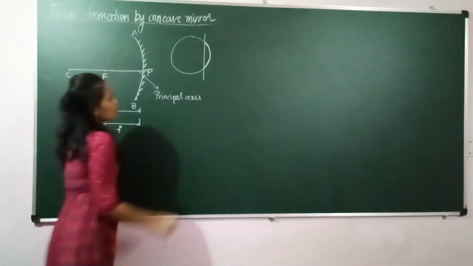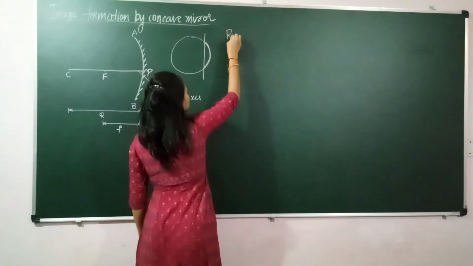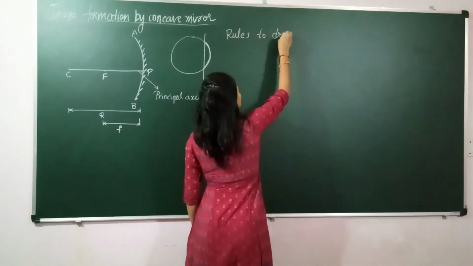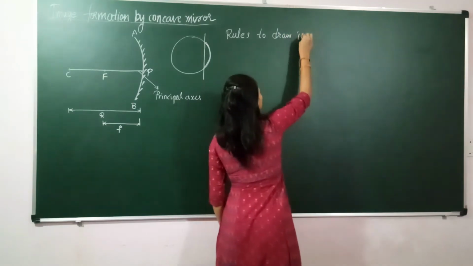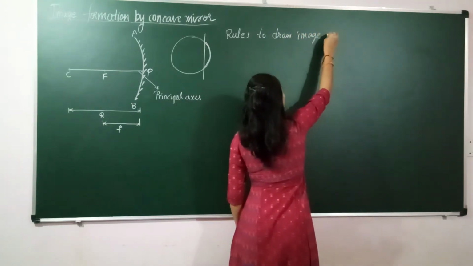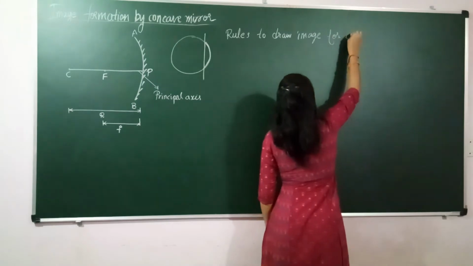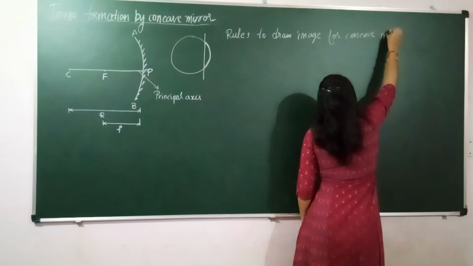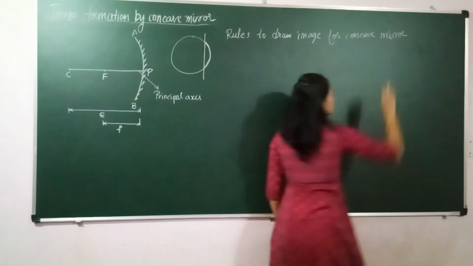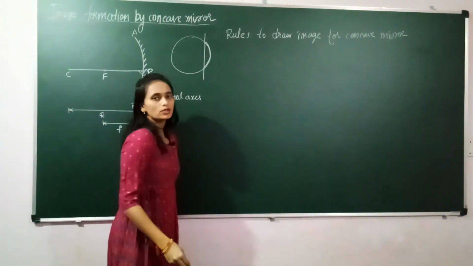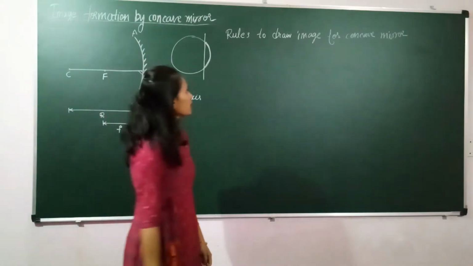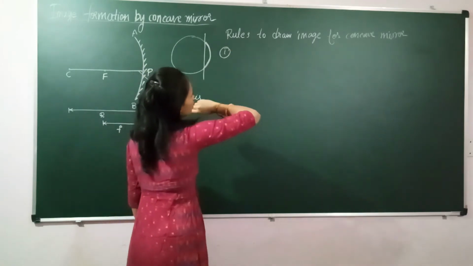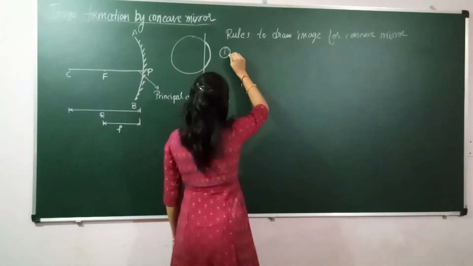Next we will go for the rules to draw image for concave mirror. In concave mirror, we will get different images, and we will obtain those images with the help of the ray diagram. So first we will study the rules on how to draw the image. For that, we will study the first rule.